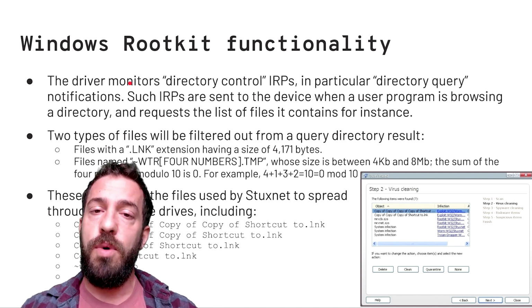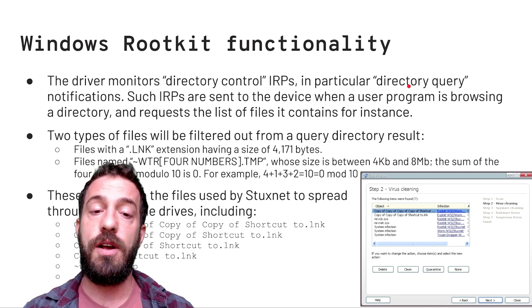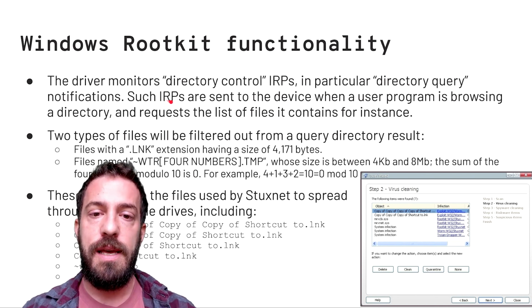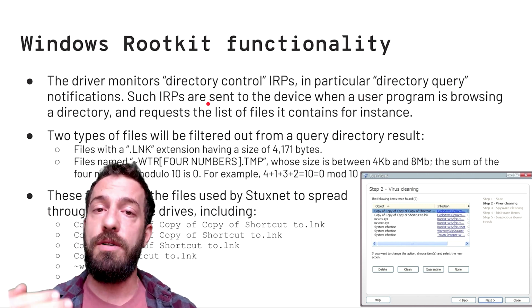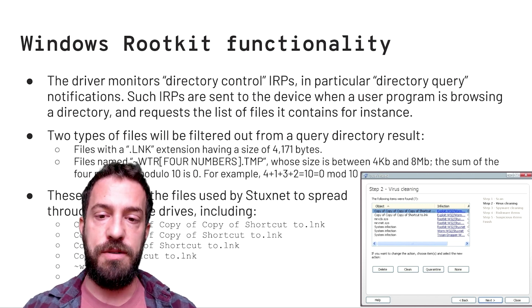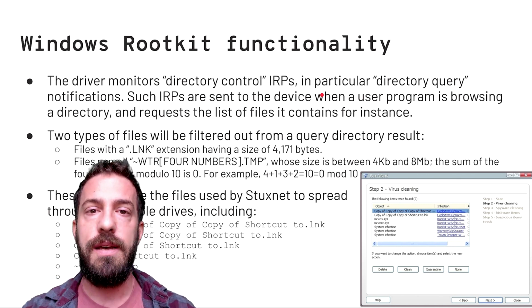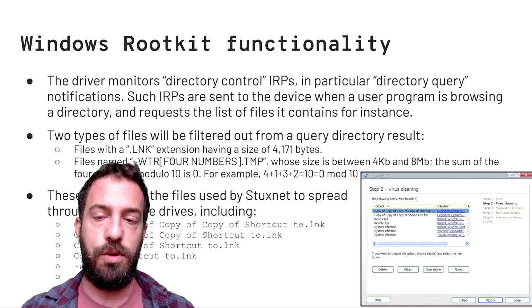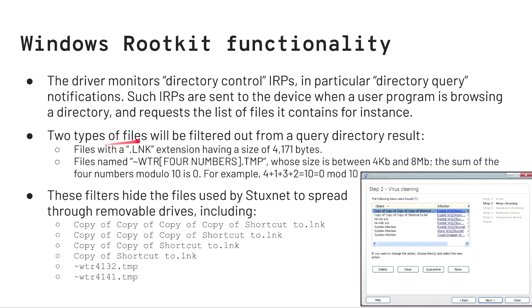So the driver is monitoring these IRPs, but is focusing on the directory control ones, and in particular the directory query notifications. What does that mean? So these requests are sent, for example, by Explorer when you're trying to browse the contents of the USB drive. And when you do that, Stuxnet intercepts this directory query, and it does something specific to hide its own files. So it ensures that there are two types of files that will be excluded from a query directory result. They will not be returned back to the user when the user is browsing the contents of the drive.